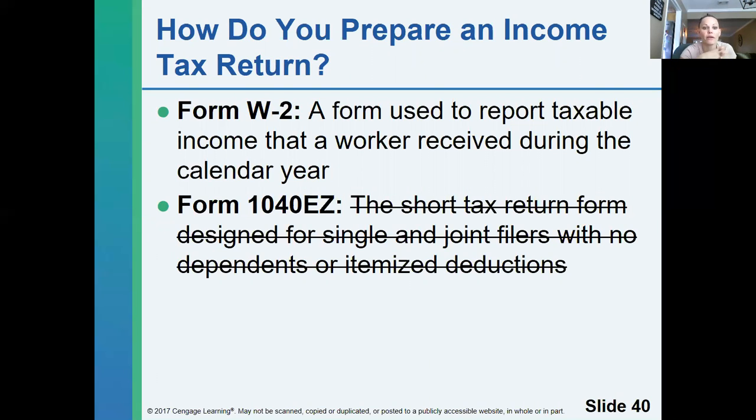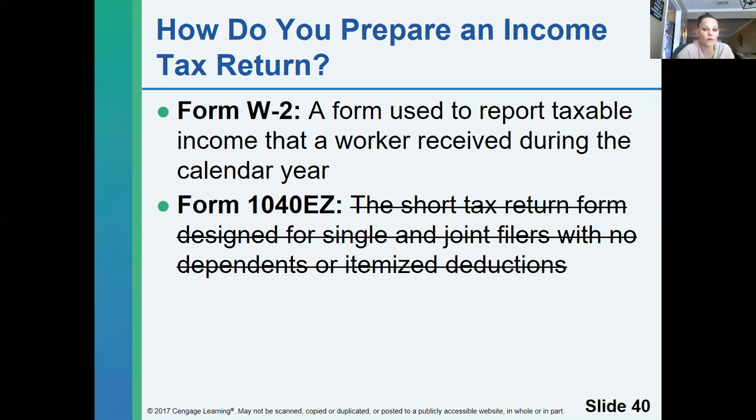So how do you prepare an income tax return? So you have to get a Form W-2, which is a form used to report taxable income a worker received during the calendar year. So if you worked in 2020, you should have already gotten your W-2. I believe your employer has to mail them out by January 31st, even if you don't work for them. They have to mail those to you, and it basically just summarizes that whole year.